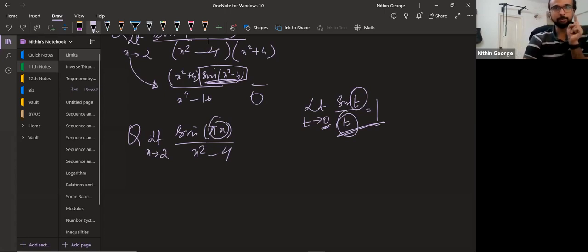If I put x tends to 2, it will become sine of 2 pi. That doesn't make the angle 0. I know that sine of 2 pi is 0, which is good, but that's different. I want the angle to tend to 0. That's the approach here.